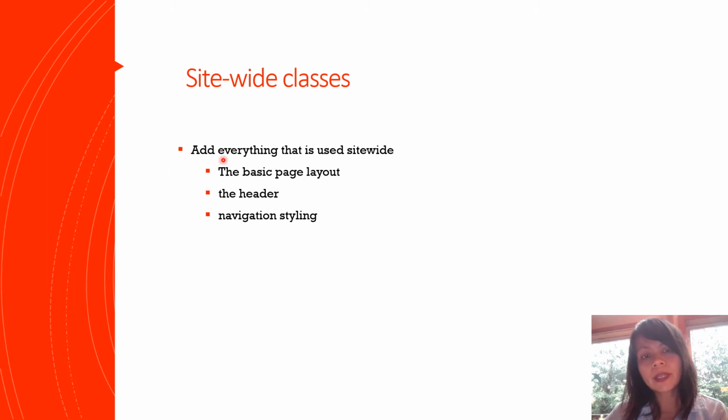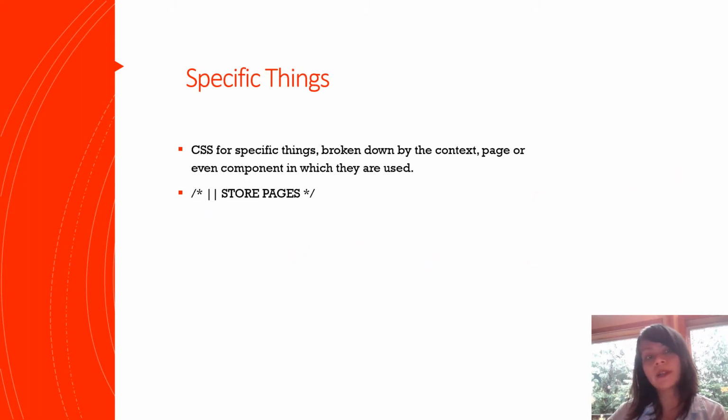So here you can add everything that is used site-wide, the basic page layout, the header, the navigation, styling, and so on. And you can also use it for specific things. CSS for specific things is broken down by context, page, or even component in which they're used. So maybe you have an online store component to your website, and you have a section just for store pages, or maybe you have a section just for a registration form or something, and you can name that under this section.